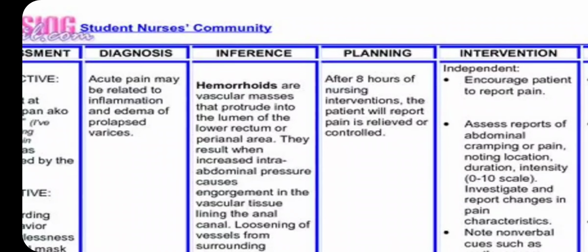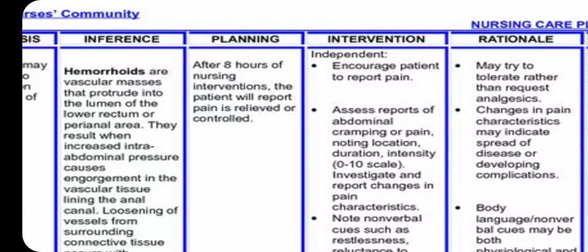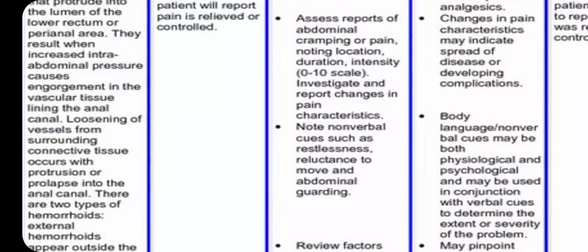So, inference kasi ito usually, hindi to siya mostly ginagamit dito sa type of NCP sa atin dito sa Philippine setup. And then for planning, we have after 8 hours of nursing interventions, the patient will report pain is relieved and controlled. Kasi nga, acute pain, dapat ang overall na goal mo is mawala yung pain niya, no? For intervention, we have independent. Okay, yan siya. And then we have the rationale and then evaluation after 8 hours. Okay, so yan yung ating nursing care plan na example lang.